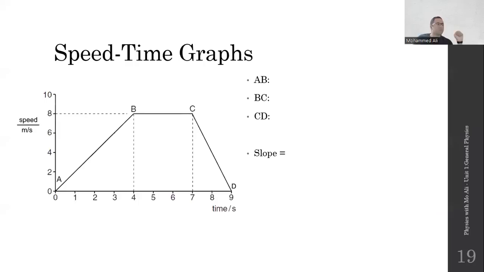Speed time graphs are a lot more nuanced and they've got a lot more detail. So from A to B, the speed is increasing, so it's acceleration. From B to C, the speed is not changing. This is not at rest this time around. The speed is not changing, so this is moving at constant speed. Whereas C to D, it's decelerating. The speed is decreasing.